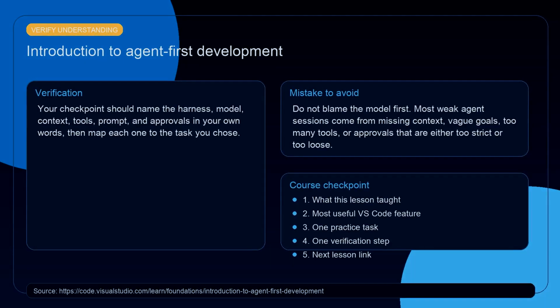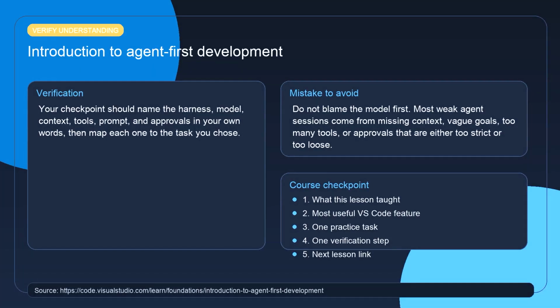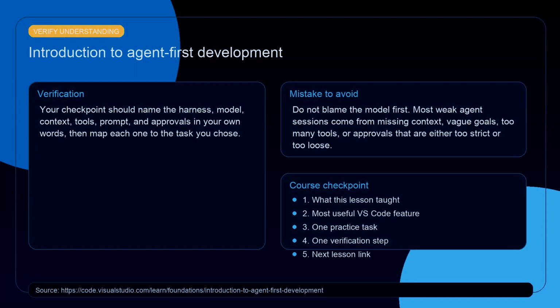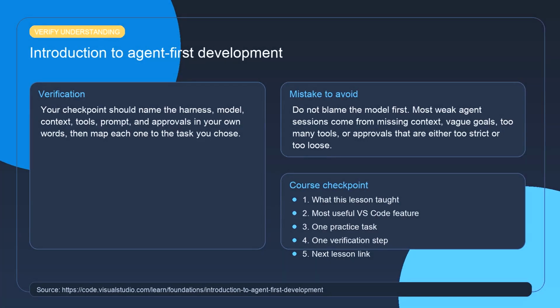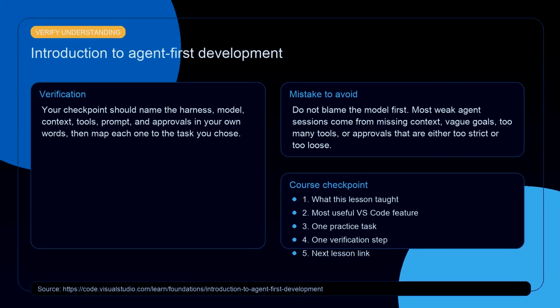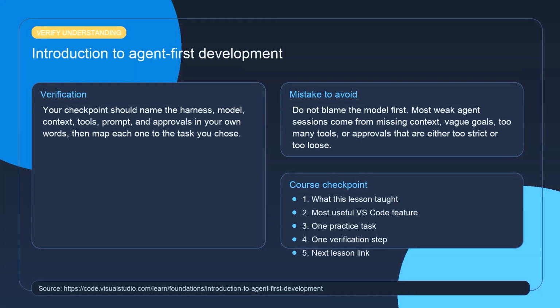The mistake to avoid: do not blame the model first. Most weak agent sessions come from missing context, vague goals, too many tools, or approvals that are either too strict or too loose. The 3 takeaways are: agent work is a system, not just a prompt. Good context and scoped tools shape the result, and approvals are part of the design.